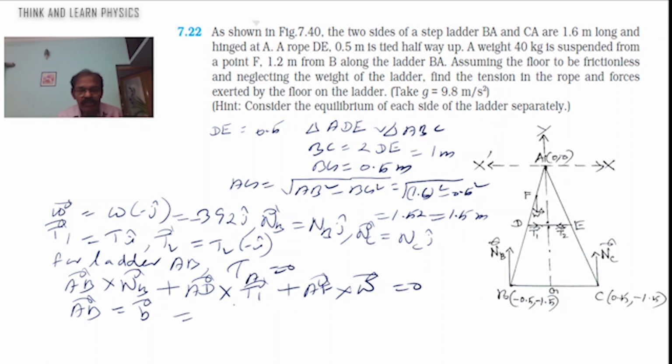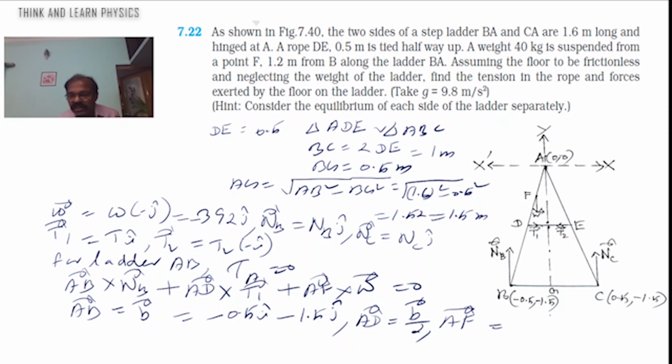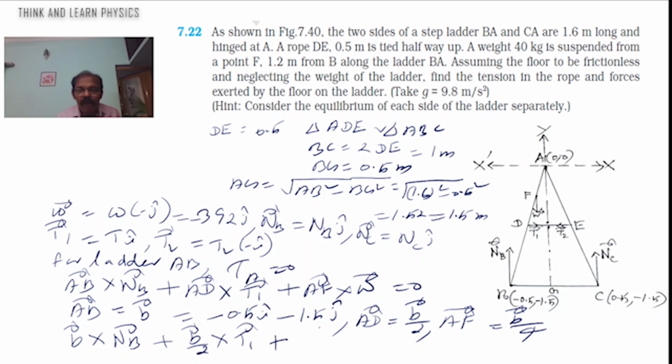This is equal to minus 0.5 i cap minus 1.5 j cap. Also, it is clear that AD vector equals B vector by 2, while AF vector equals B vector divided by 4. Therefore, the above relation becomes B vector cross NB vector plus B vector by 2 cross T1 vector plus B vector by 4 cross W vector equals 0.